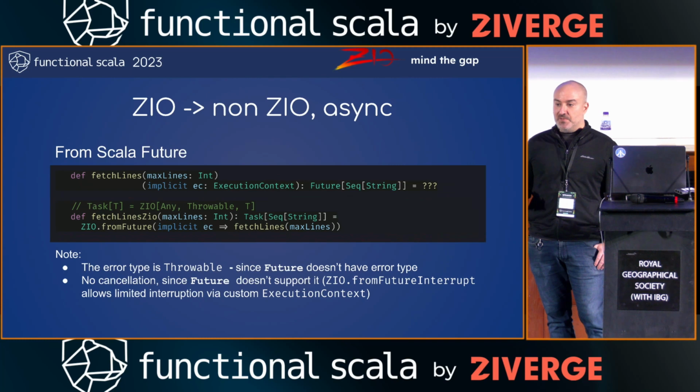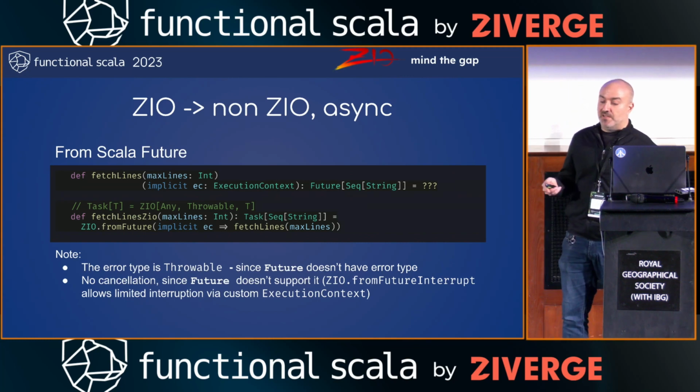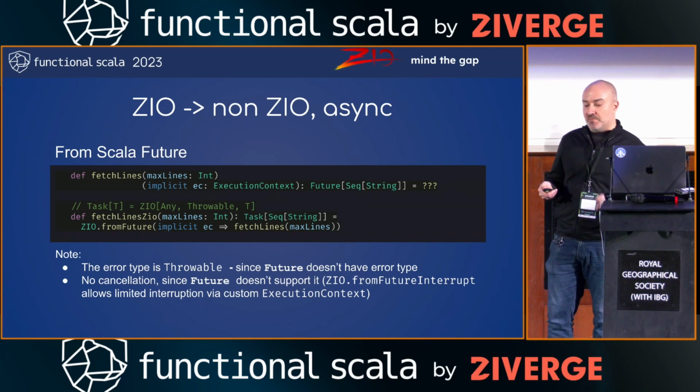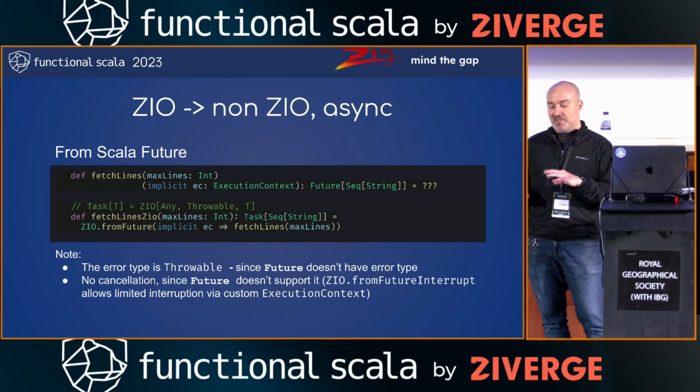But one thing to consider is that ZIO is interruptible, so you can cancel your computations, but future doesn't support that, so there is no cancellation support. Although there is a variant called ZIO from future interrupt, which does some tricks on this execution context. In case your future-returning method takes this execution context, it can interrupt between operations, like on a flat map or a map, where it will fail, but it cannot interrupt some kind of I/O operation.